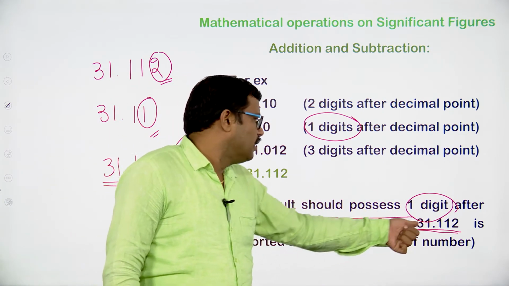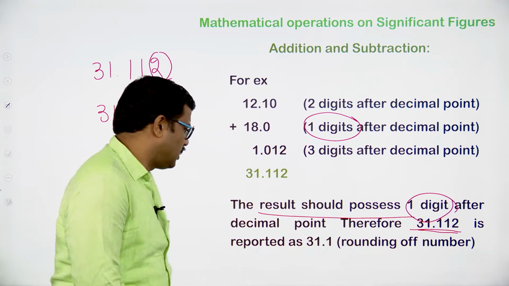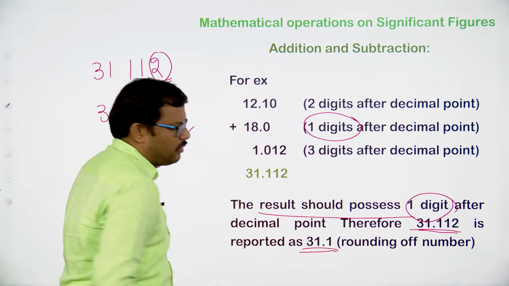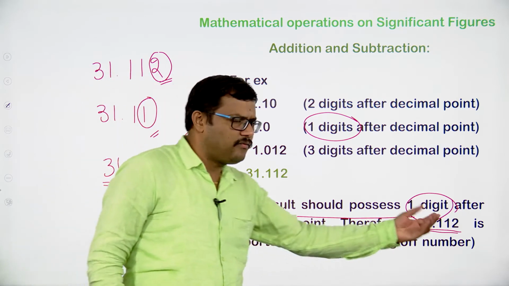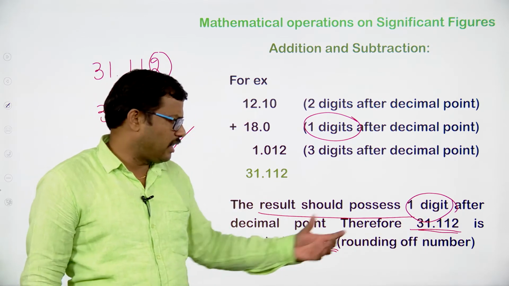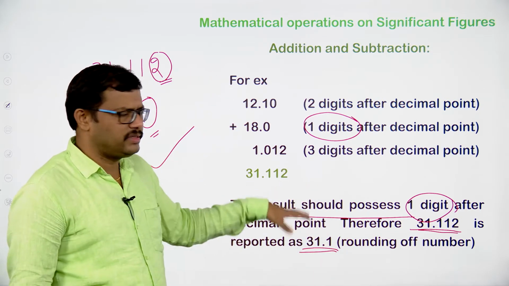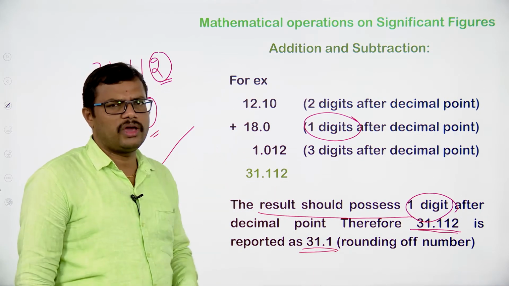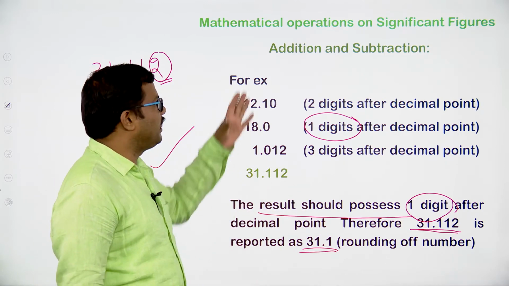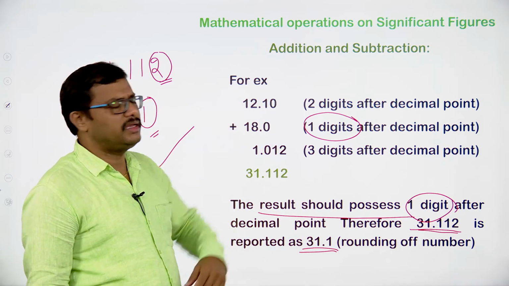Therefore, what we are doing? 31.112 is reported as 31.1 by the rounding off mechanism. Okay. How we are going to round off the numbers, we will discuss once we finish this one. Okay. So this is how we are going to carry out the mathematical operations, addition as well as subtraction.